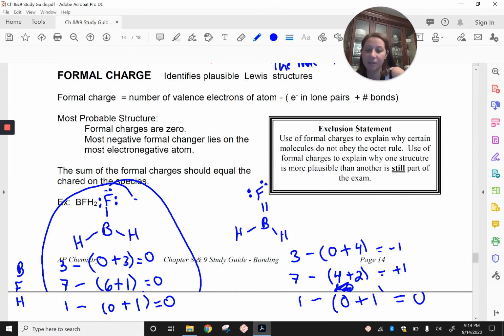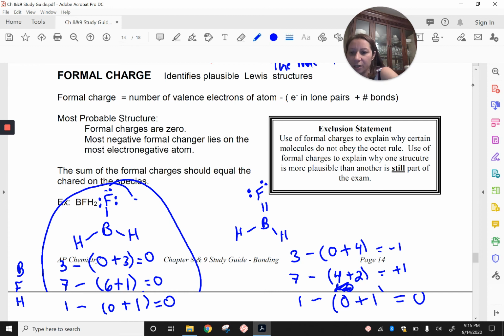The second reason is that you can see that the most negative formal charge is not on the most electronegative atom. The most electronegative atom out of these is fluorine, right? Fluorine has a positive 1, not a negative 1. And so that tells us that this is not a very good structure. And so this is more probable.